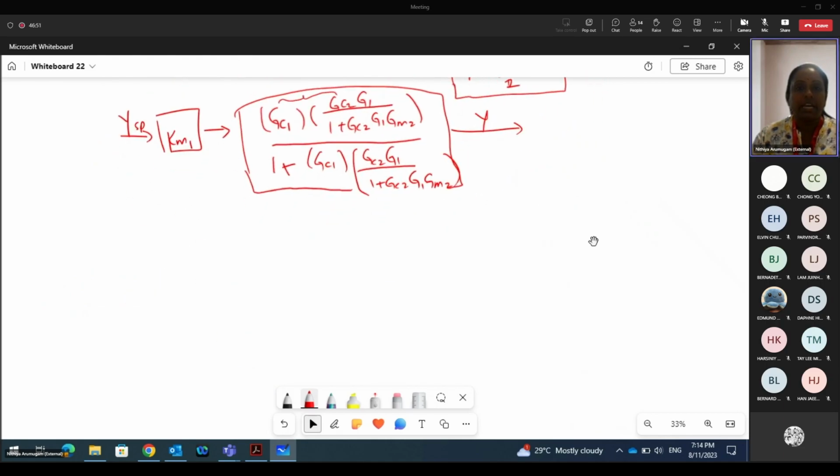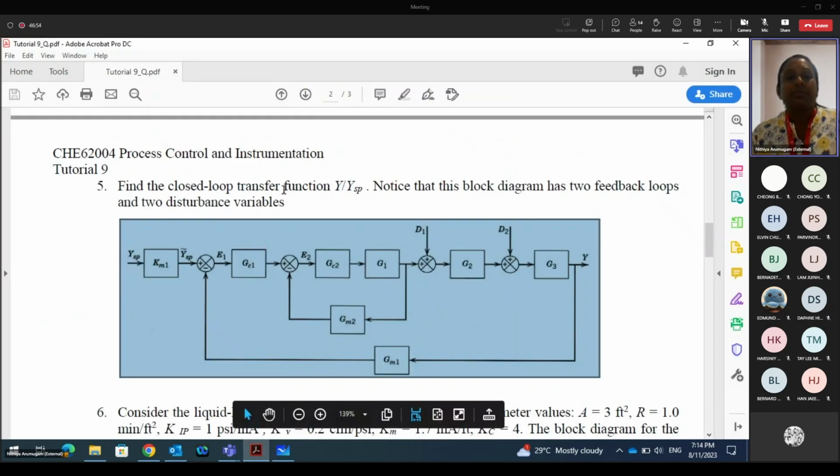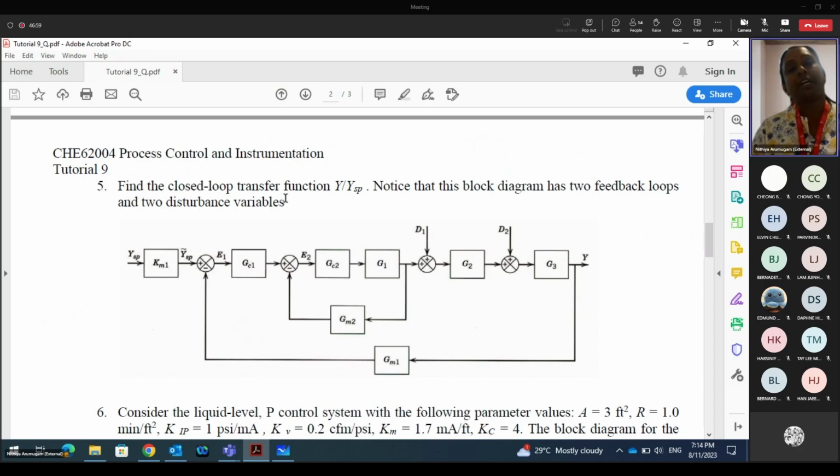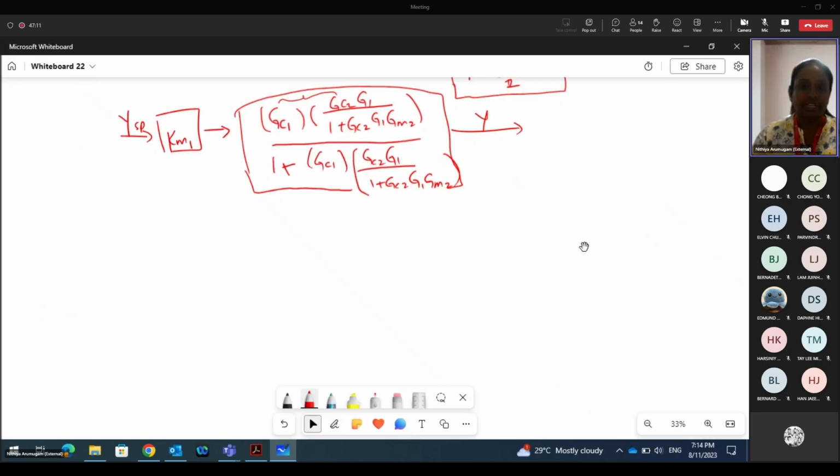So this is my current diagram. Go back to the question. They asked us to calculate the closed loop transfer function Y over YSP. So we have to express that in terms of output over input, right? So we can express this as Y output over input, the YSP, equals to, now this and this are in series.